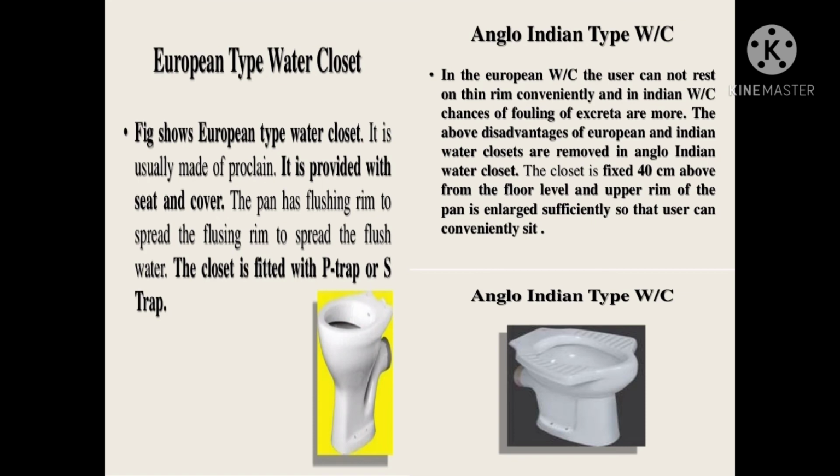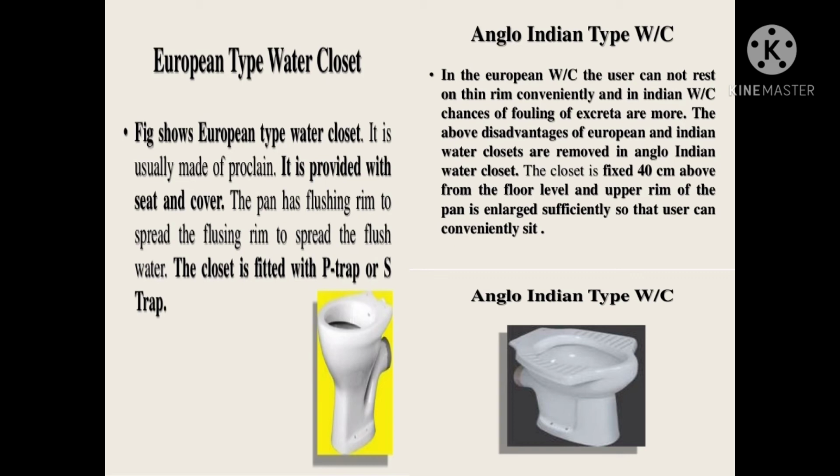Next one, European type water closet. The figure shows European type water closet. It is usually made of porcelain. It is provided with seat and cover. The pan has flushing rim to spread the flush water. The closet is fitted with P-trap or S-trap. Anglo-Indian type water closet.